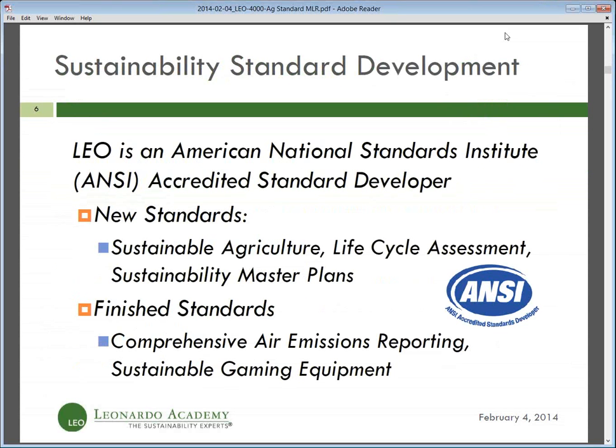We use the ANSI, American National Standards Institute, standard development process. Leonardo Academy is an American National Standards Institute accredited standard developer. We're working on a variety of new standards. One is the standard for sustainable agriculture, another is a standard for life cycle assessment, and a third is a standard for sustainable master plans. We have several finished standards. One is a comprehensive air emissions reporting standard that addresses both greenhouse gases and emissions that affect health, and also a sustainable gaming equipment standard.